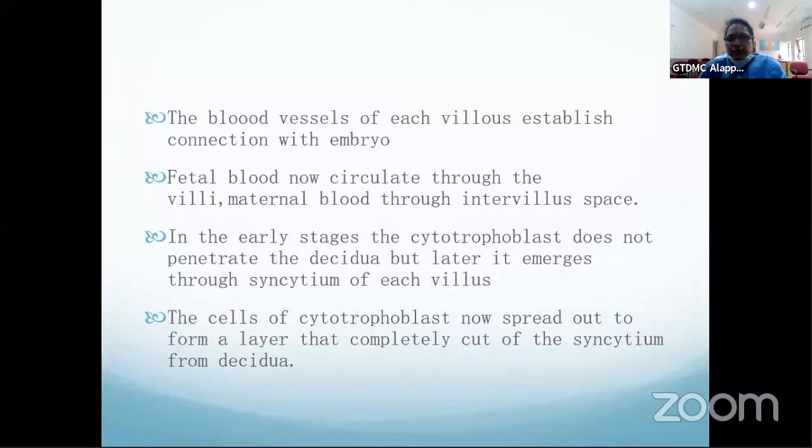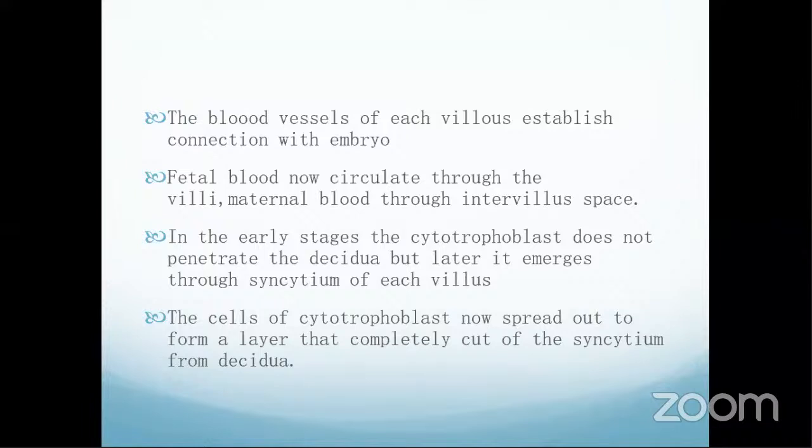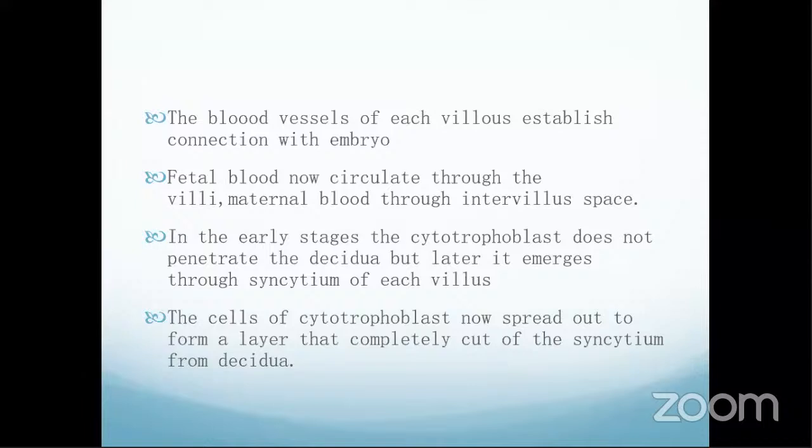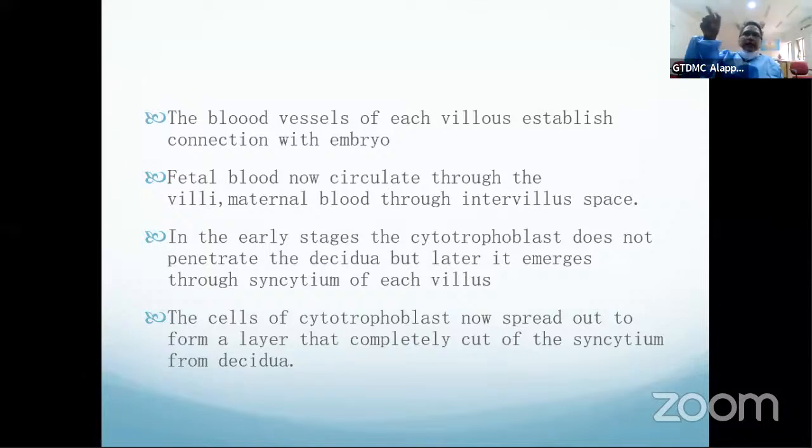In the early stages, the cytotrophoblast does not penetrate the decidua, but later it emerges through the syncytium. I can't show you the picture because I am not familiar with this. Anyway, just imagine that in the early stages the cytotrophoblast doesn't penetrate the decidua, but later it emerges through the syncytium of each villus, and the cells of the cytotrophoblast spread out to form a layer that completely cuts off the syncytium from the decidua. That is, the cytotrophoblast comes to lie at the outer surface of the decidua.